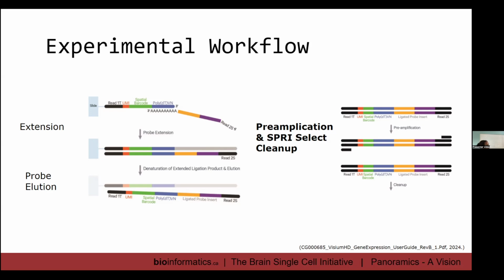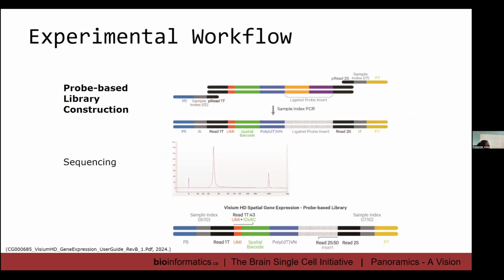Once we have a preamp product, we can store it at -20 for a maximum of 4 weeks before we make the library. So usually we'll pool a bunch of samples and make a bunch of libraries at the same time. Now we're ready for probe-based library construction. At this point, we use qPCR of the preamp product to determine the Cq value, and then use that to determine the cycle number that we're going to use for the library PCR. For example, if we get a Cq value of 8.2, 10x has determined that you take the Cq value rounded up, plus 1, and that's the cycle number we use. So it would be 10 cycles for the library PCR.